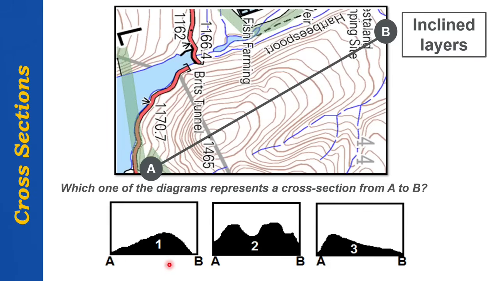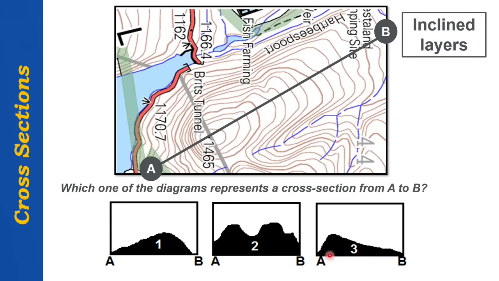Can it be diagram number 1? No. Because here, when I'm moving from A, I'm getting a long gradual slope and then the steep slope. So it's not this. When I look at number 2, it definitely isn't this, because number 2 has steep, flat, steep down, steep up, flat, steep down. And that's definitely not the case.